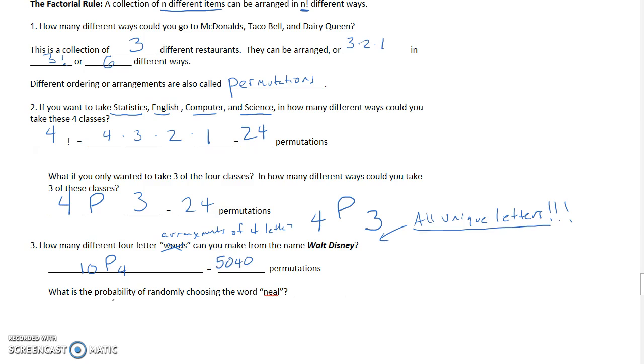So this is going to be 5,040. What is the probability of randomly choosing the word Neil? So there's only one of those arrangements, right? So the probability of getting those letters in that order is 1 over 5,040.